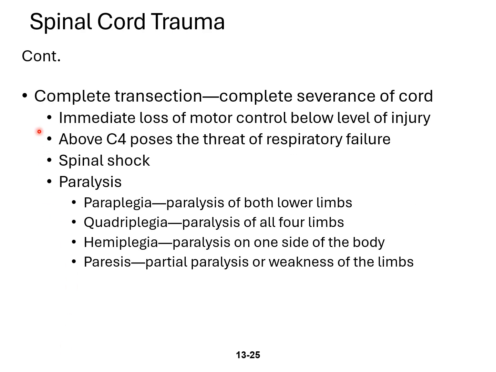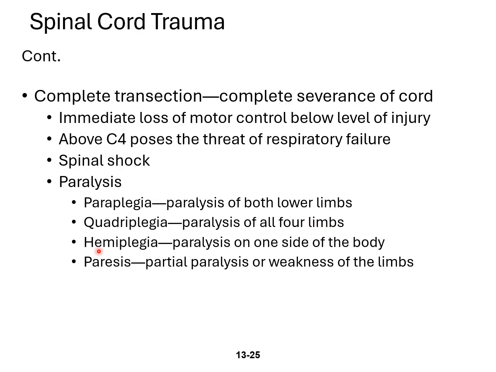And then just to finish off this chapter with spinal cord trauma, you can have a complete cut of the spinal cord. This is the immediate loss of motor control below the level of the injury. Above C4 causes threat of respiratory failure because of the phrenic nerve. You can have spinal shock and paralysis. Paraplegia is going to be lower limbs, so it's just para, 2. Quad is going to be 4, so all the upper limbs and the lower limbs.